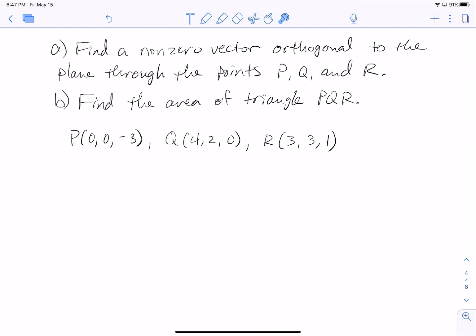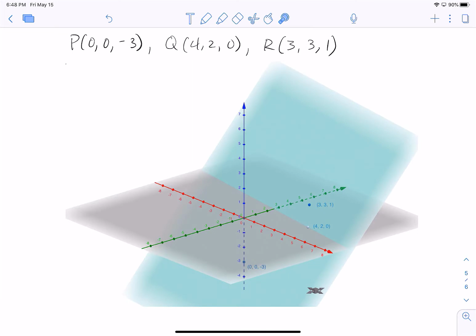I think a visual is in order. Now, the visual is not necessary in this case, but it'll help you to see what we're trying to do here. First, we have the points P (0, 0, -3), Q is the point (4, 2, 0), and R is the point (3, 3, 1). And what you're looking at here in this bluish color is the actual plane, right? The gray one is the XY plane.